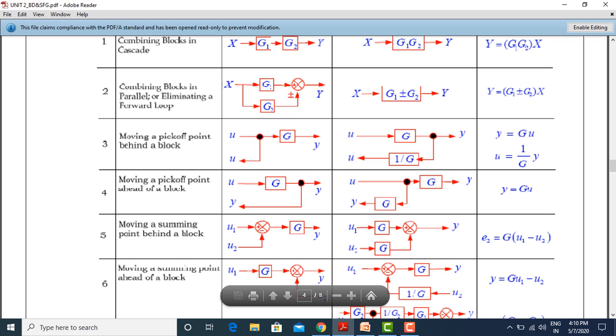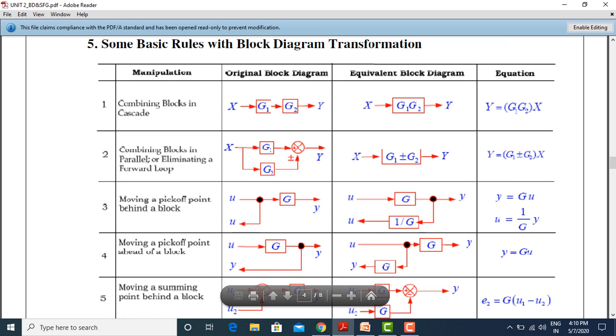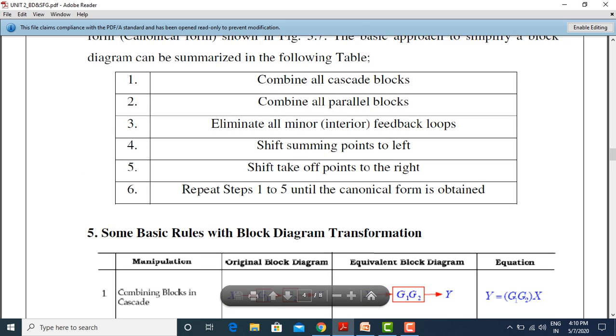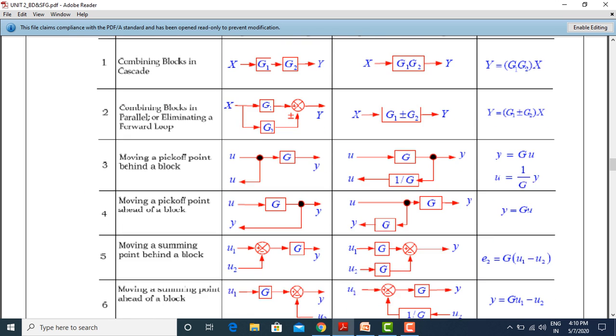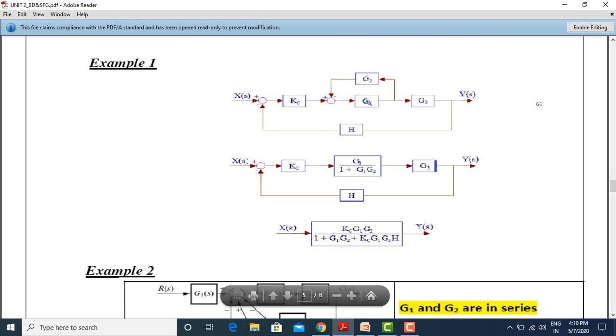If moving a summing point ahead of a block, before a block to the left hand side, then 1 by G will be added into the system. Remember this chart and follow these rules, then you can easily simplify the block diagrams. Now just focus on these examples.